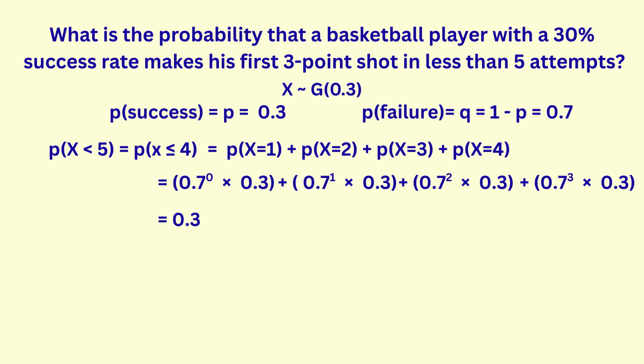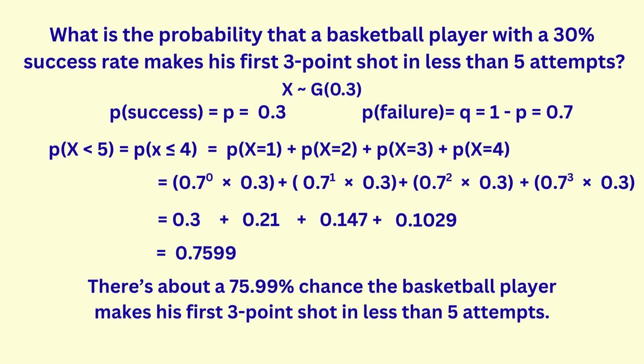So we end up with 0.3 plus 0.21 plus 0.147 plus 0.1029, which gives us 0.7599. So there's about a 75.99% chance the basketball player makes his first three-point shot in fewer than 5 attempts.